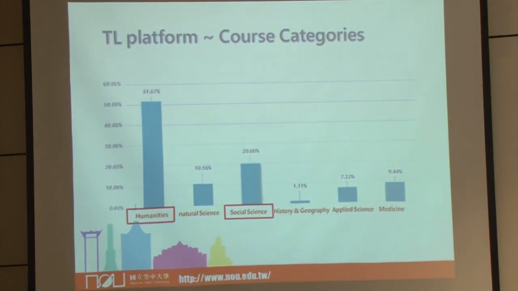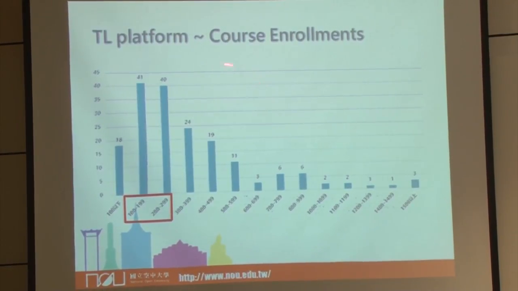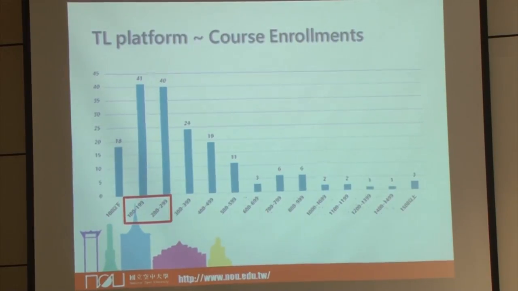Talking about the Taiwan Live platform, we analyzed the course categories and we can find that 51% of the MOOC courses belong to the humanities. And the social science category accounts for 20%, followed by nature science, history, applied science, and medicine. For the course enrollment, most of the courses have fewer than 600 students, and this student number is not many compared with the US or Thai MOOCs.